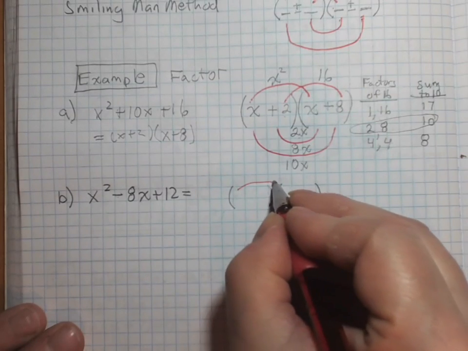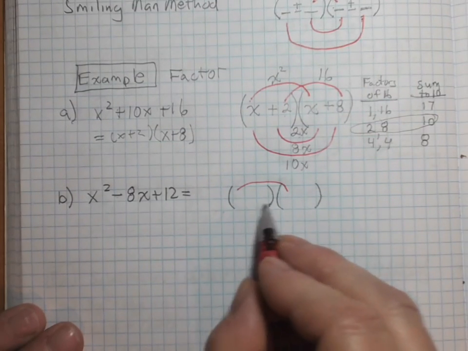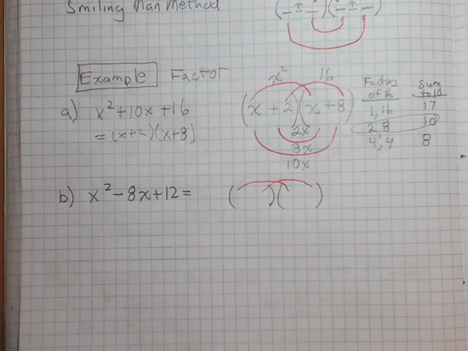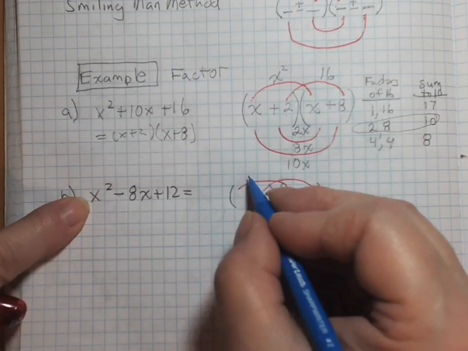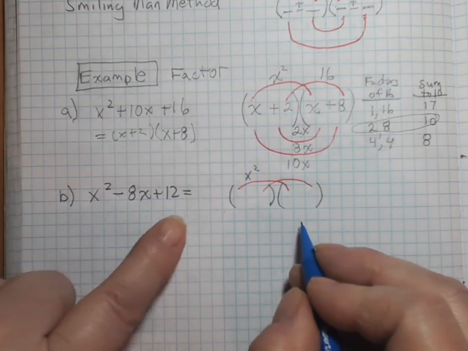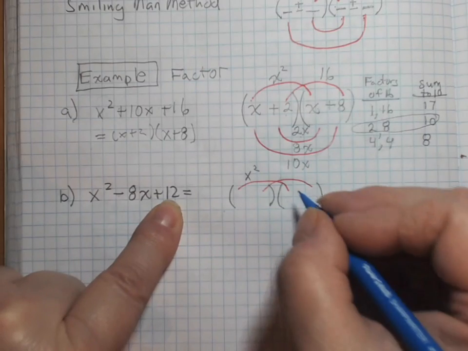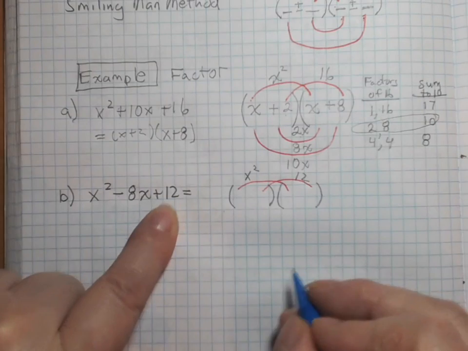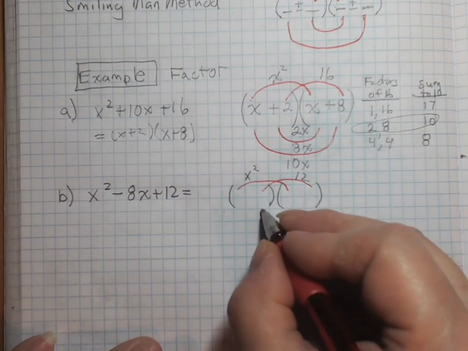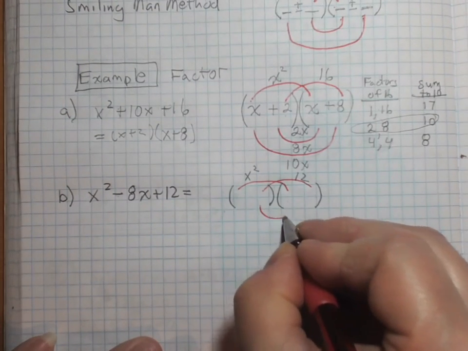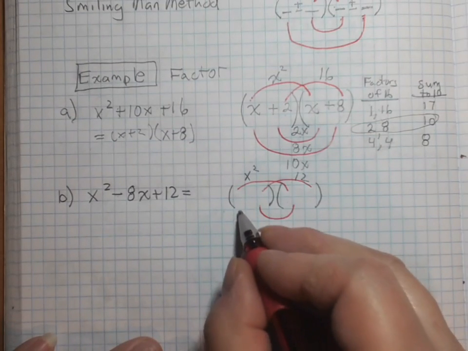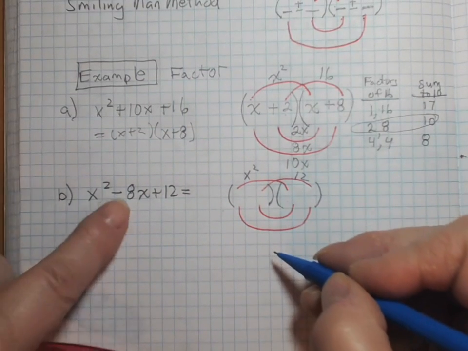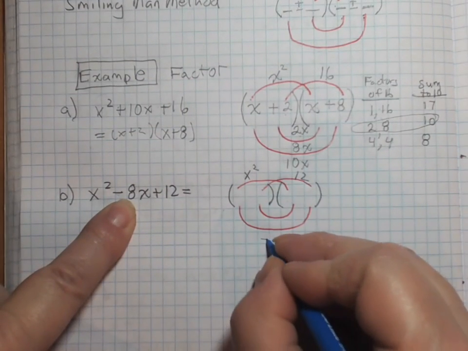I'm going to draw my arcs to connect the first two positions. Draw an arc to connect the last two positions. So the first two are going to multiply to give me x squared. The second two will multiply to give me positive 12. Okay, and then there's the smile and the chin. So take the inner terms, multiply those together, take the outer terms, multiply those together. They will be like terms and should add to the middle, so it should add to the negative 8x.